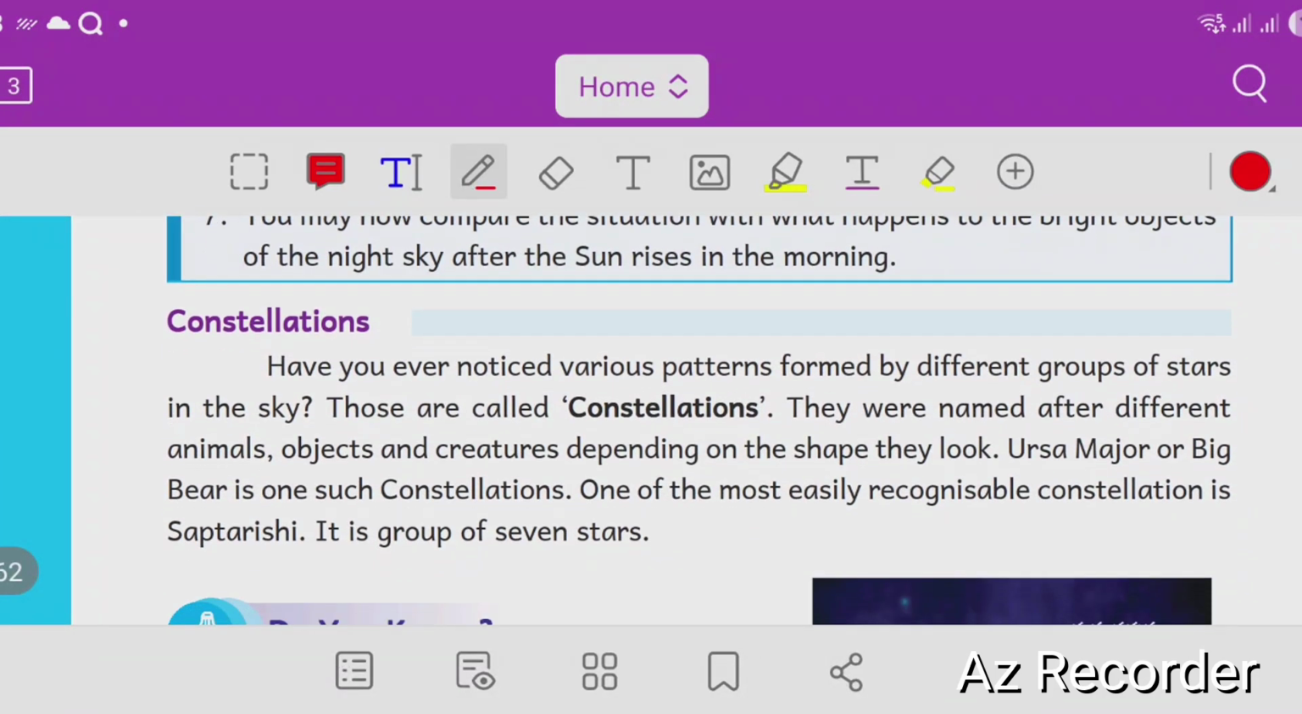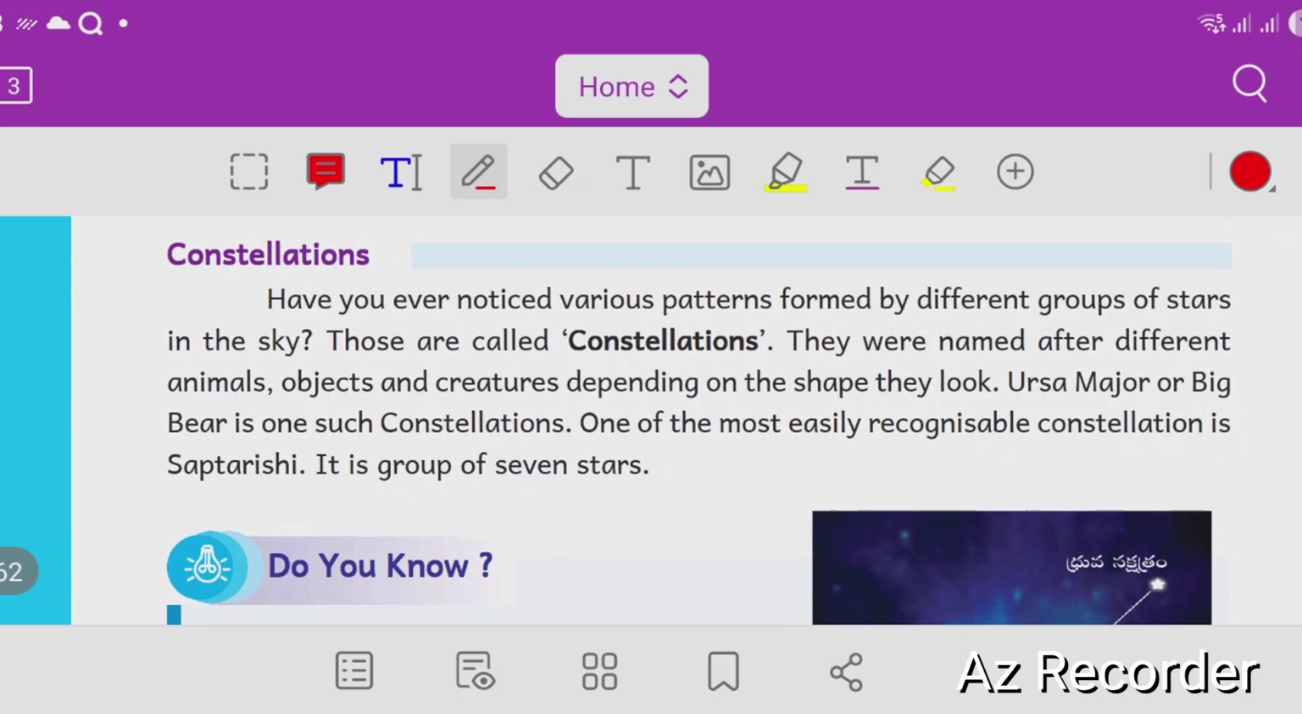Next, in this lesson we are going to discuss another topic, that is constellations. What is it? A constellation is nothing but a group of stars. They form different patterns. For example, if there are 7 or 6 or 10 stars, that group looks like a pattern, whether it is a bird shape, a man shape, or any shape. It looks like different patterns. That is why that group of stars is called a constellation.